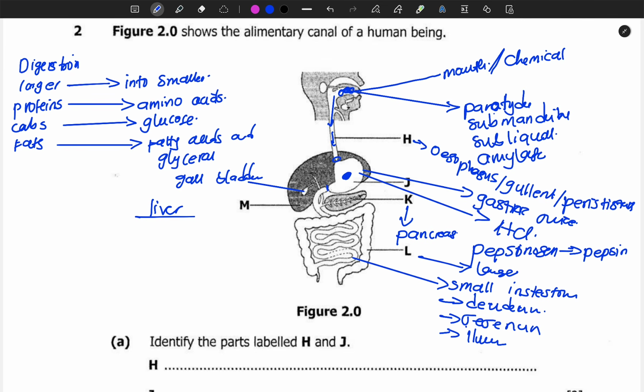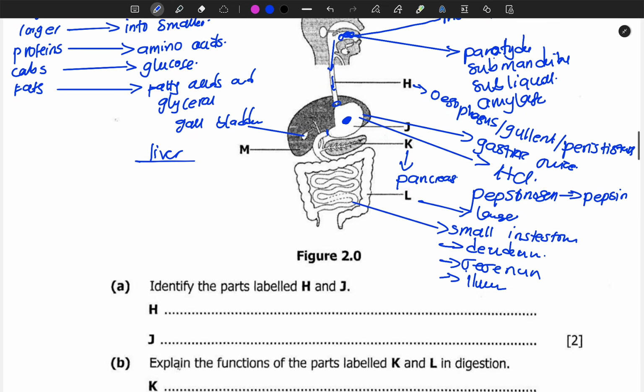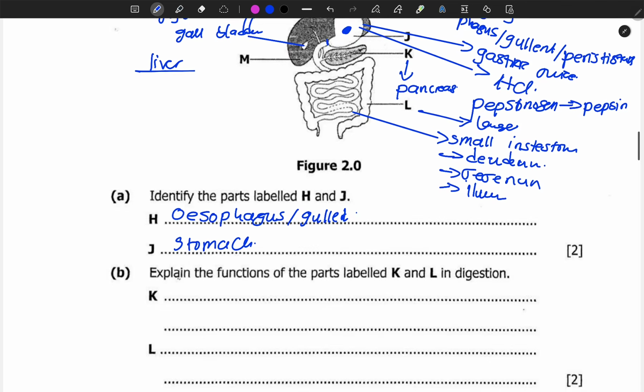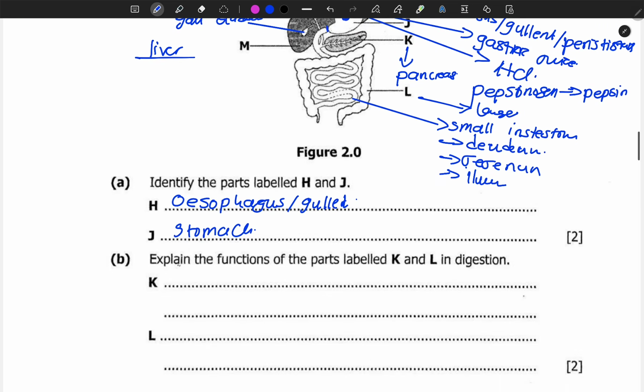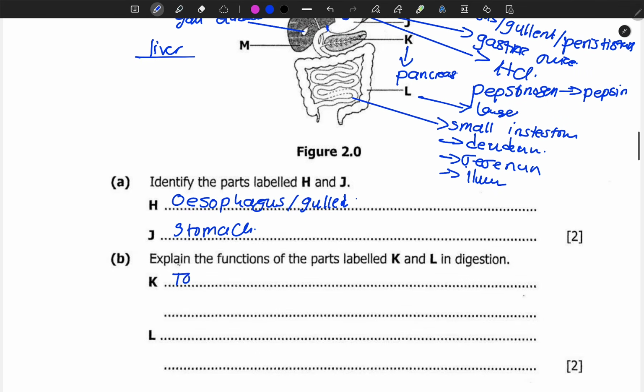Okay, so now let's have the first question. Identify the parts labeled H. So H is our esophagus or gullet. J, stomach. Explain the functions of the parts labeled K and L in digestion. So K is a pancreas, to produce pancreatic juice.